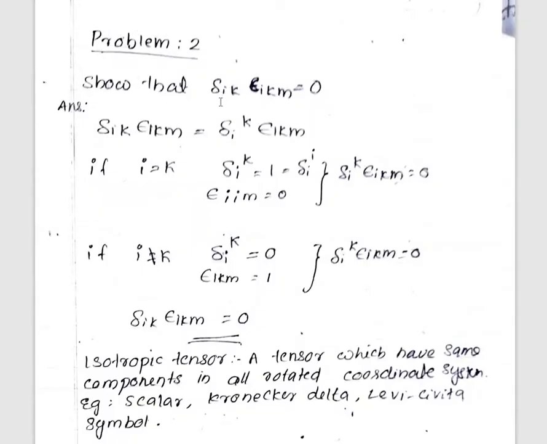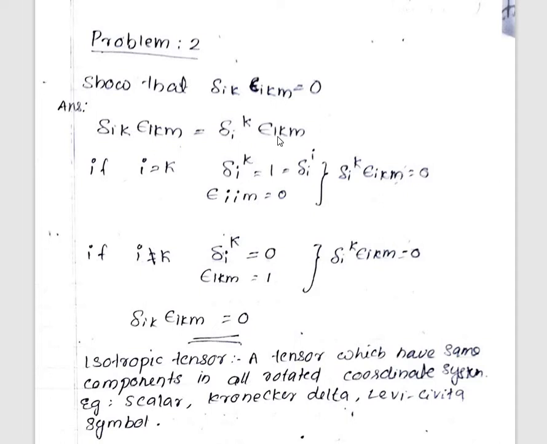Second question. Show that delta ik epsilon ikm is equal to 0. That is, the Kronecker delta ik and the Levi-Civita symbol epsilon ikm. There are two conditions. When i is equal to k, delta ik is equal to 1, because the Kronecker delta will exist only if these two indices are equal.